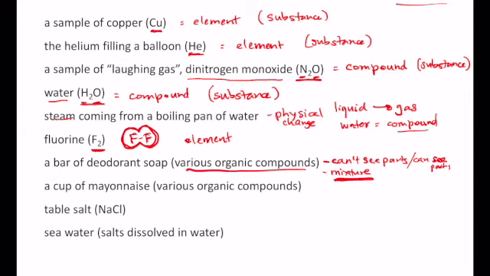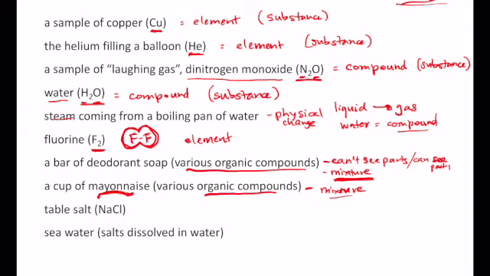But either way, you have a mixture of substances, various organic compounds. A cup of mayonnaise. Mayonnaise, for all you chefs out there, know that there are all kinds of organic compounds in there. There's egg, there's oil, there's water. So what you have there is a mixture again. I can't see those different parts, so this would technically be a homogeneous mixture, but we're only asked to classify by mixture, compound, or element.